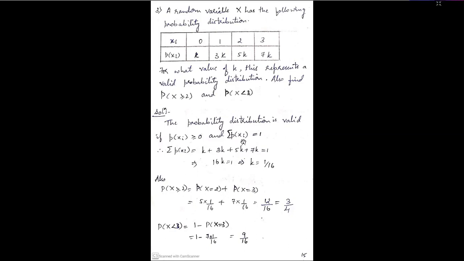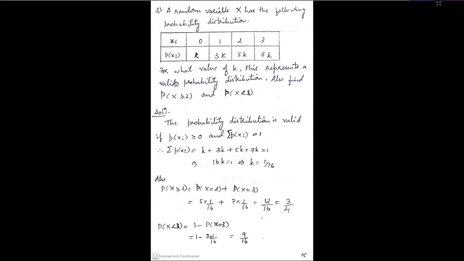So to get summation p of xi is equal to 1, we substitute now. Summation p of xi is k plus 3k plus 5k plus 7k, that is equal to 1. So you have k is equal to 1 by 16. Now this value is definitely greater than 0, so all these p of xi are greater than 0.